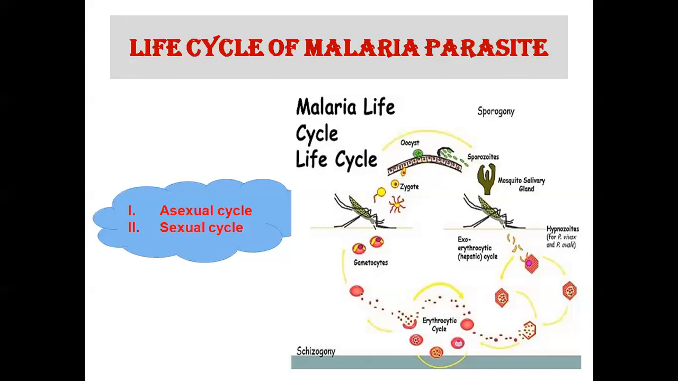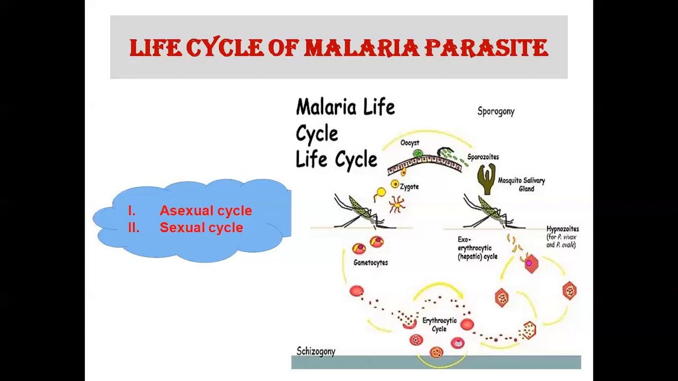I already discussed that it is mainly classified into two parts. The asexual cycle occurs in the infected host, meaning any person, and the sexual cycle occurs in the mosquito. So I already discussed the asexual cycle, and you may understand it is all about the human. Here I'm coming to my next point, the sexual cycle.